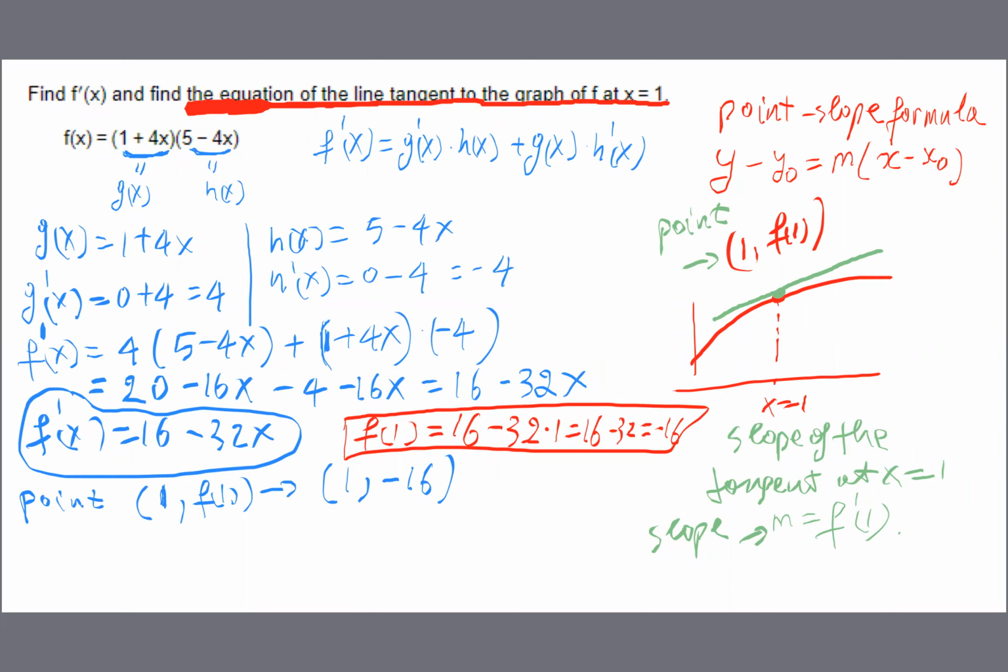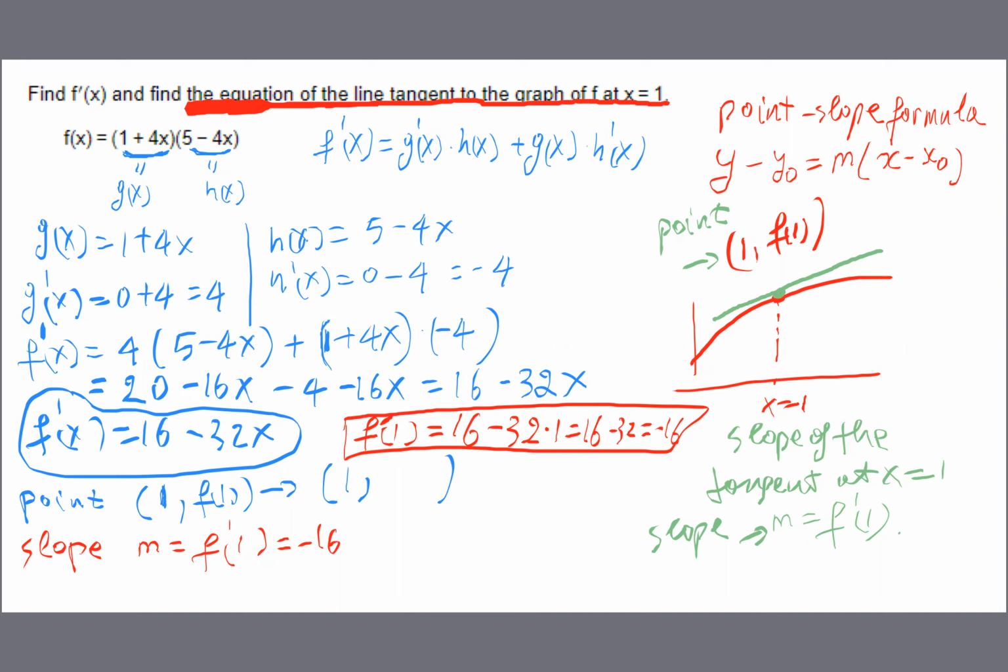Okay, so slope is f prime of 1. All right, I think I messed it up. This is f prime of 1, negative 16. I thought I was fixing it, not to make a mistake. Okay, so let's fix this one here.